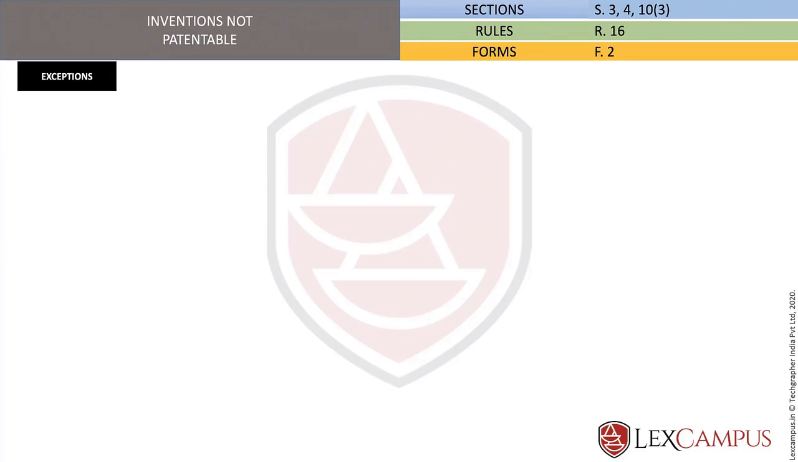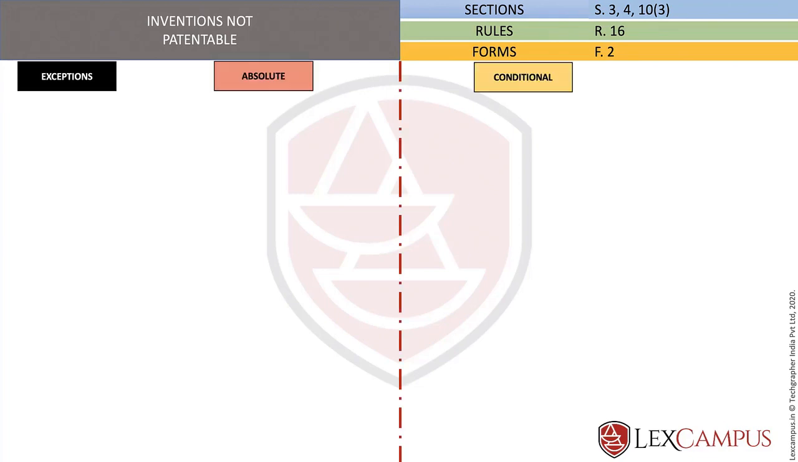So exceptions, and this is something which you will not find in the Bare Act or in any other commentary, broadly fall into two categories which you need to understand. The two categories are absolute exceptions and conditional exceptions. When we say something is absolute, we say that that's a complete bar. Things which fall into this category cannot be granted a patent. Whereas the second category, the conditional exceptions, is subject to a condition. So the exception is there, but if you satisfy a particular condition, then you can get over the exception.